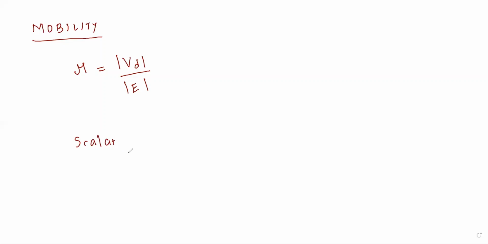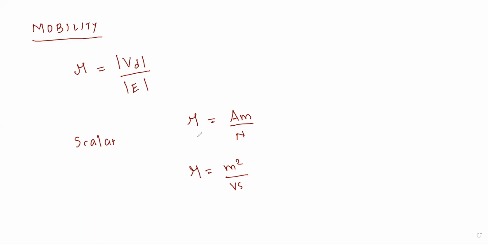and the SI unit of mobility, mu, okay, there are two units. The first one is ampere meter per newton, and the second one is meter square per voltage into second. So there are two units. If they ask you, you can write any of the units. There is no particular unit.